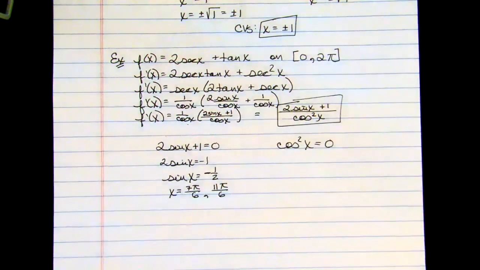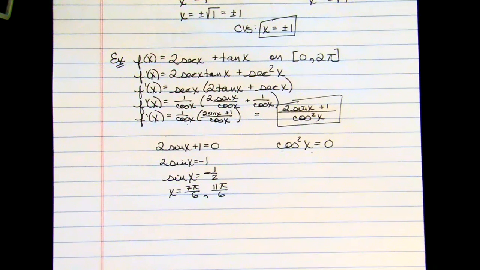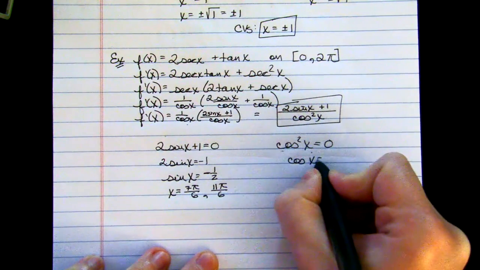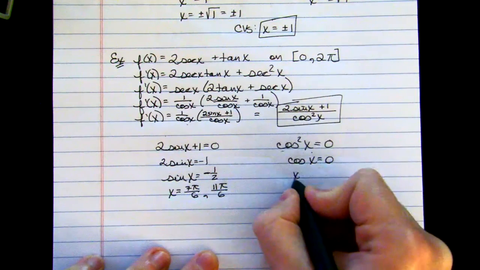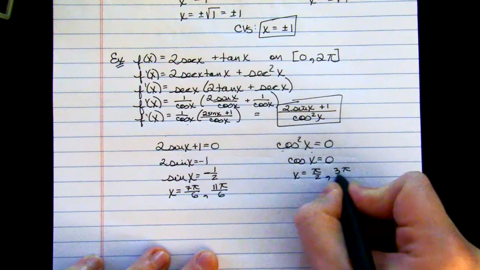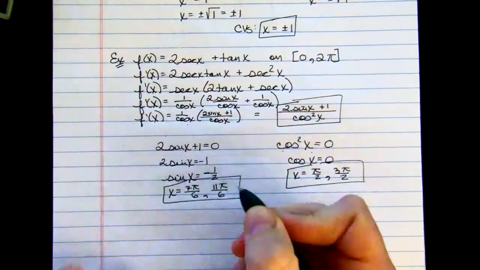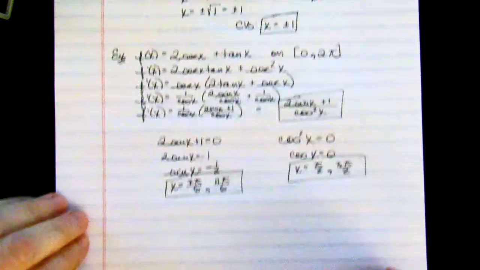Where's the denominator going to equal 0? Where's that cosine squared x going to equal 0? Do the plus or minus square root of both sides. We really just want to figure out where the cosine of x equals 0. Cosine is 0 at pi over 2 and 3 pi over 2. So in this one, I have 4 critical values. Two came from the numerator, two came from the denominator. Last one for this video.